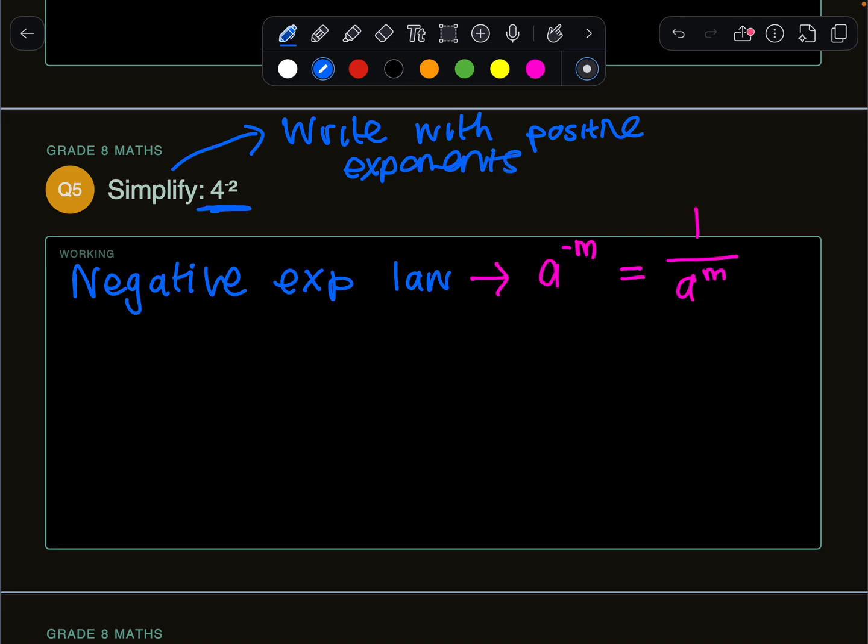Okay, so all you would have to do is this is 4 to the power of negative 2, which is the same as saying 1 over 4 to the power of positive 2. This is a really important law. This negative exponent law, you will use in every single question with exponents, because the final step of every question will be write it as positive exponents.